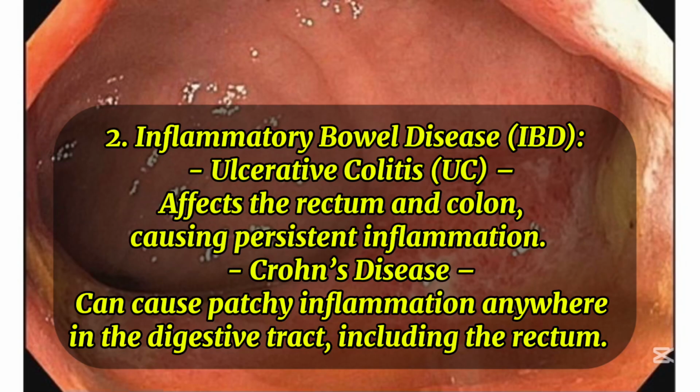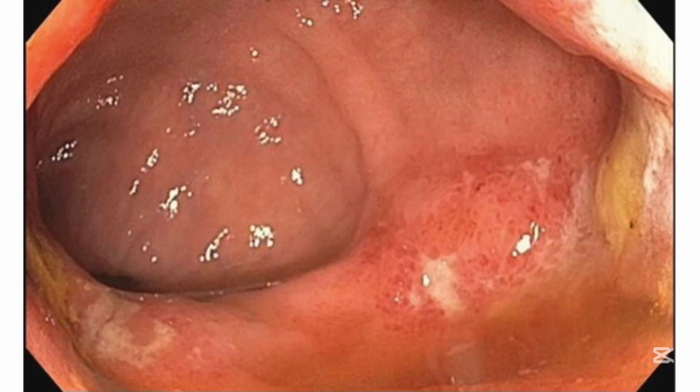2. Inflammatory bowel disease, IBD. Ulcerative colitis, UC, affects the rectum and colon, causing persistent inflammation. Crohn's disease can cause patchy inflammation anywhere in the digestive tract, including the rectum.